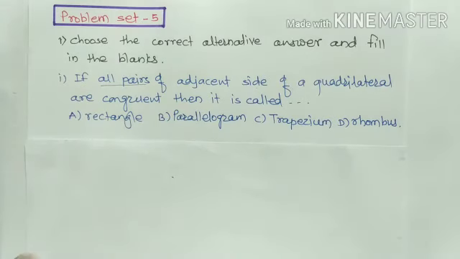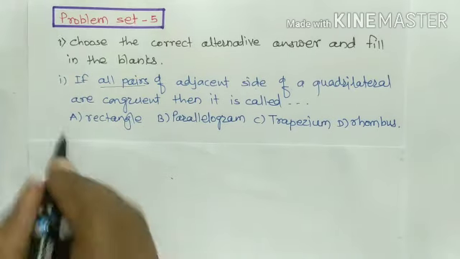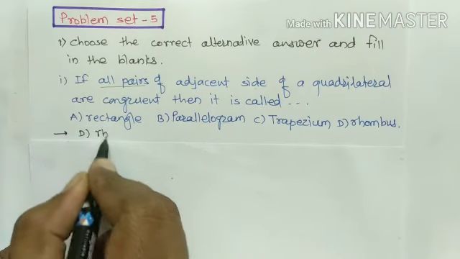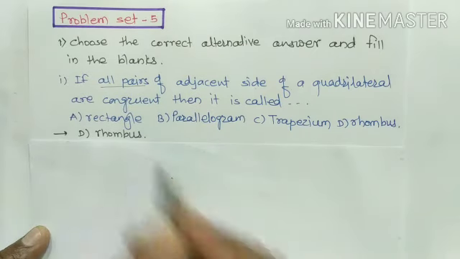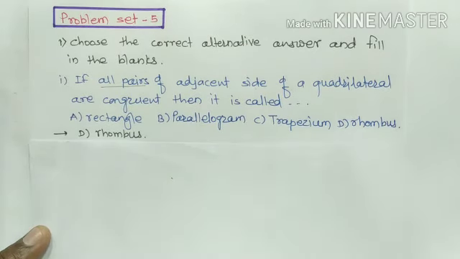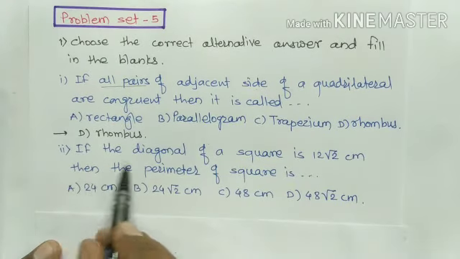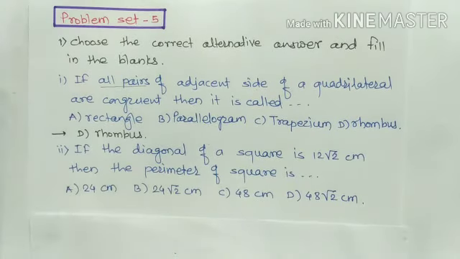So here we write the answer. The option is D, rhombus. Now the second sub question is, if the diagonal of a square is 12 root 2 centimeter, then the perimeter of the square is.